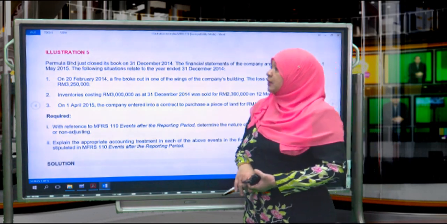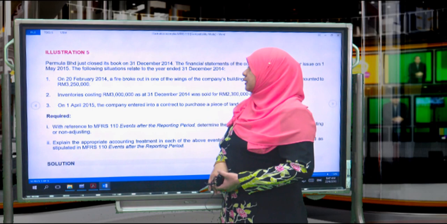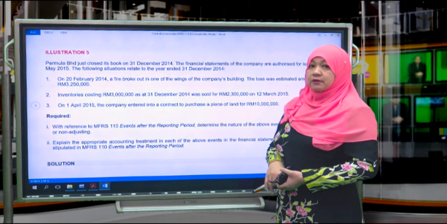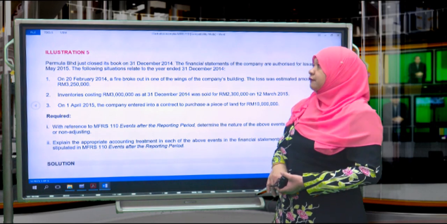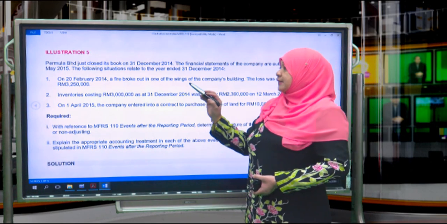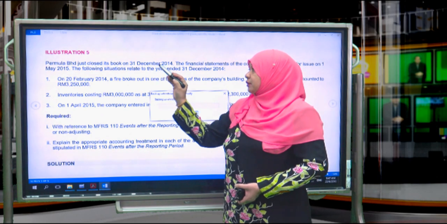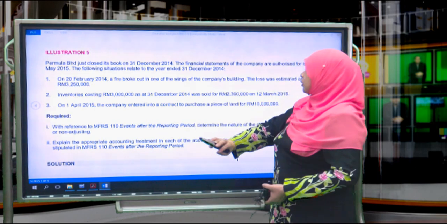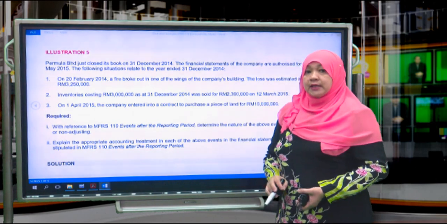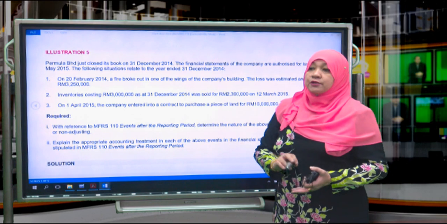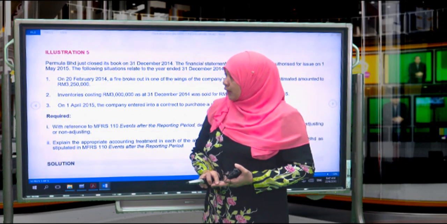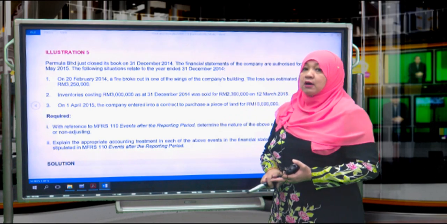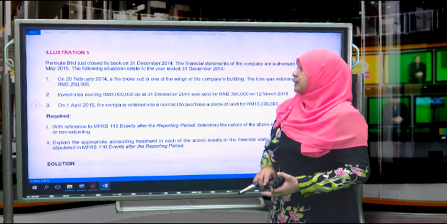Okay, Permula Berhad just closed its books on 31st December 2015 and the financial statements of the companies are authorized for issue on 1st May 2015. So any events that occur after 31st December 2015 up to 1st May 2015 is considered as events after reporting period. So what we need to know now is whether that event is a non-adjusting event or an adjusting event.